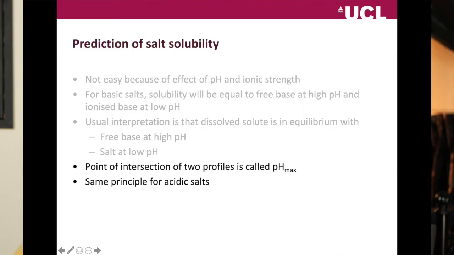So the point where these two curves intersect, the solubility profile of the salt and the solubility profile of the base, that point of intersection is really key, and it's given a special name. It's pH max. I said right at the start, understanding what pH max is, being able to define it, and what it means is a key outcome from this lecture. So the definition is relatively easy.